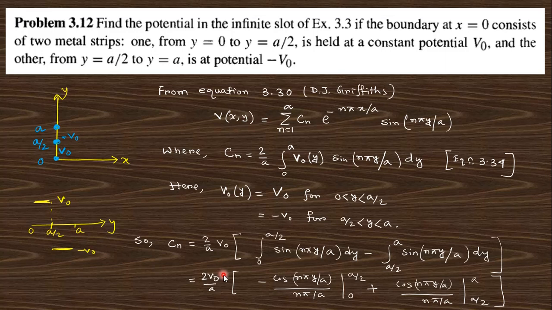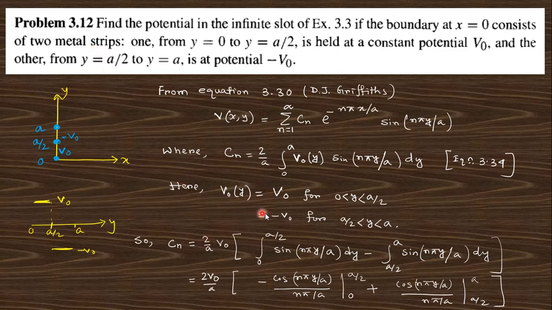Actually this was solved using the Poisson and Laplace equations, mainly the Laplace equation, and after solving they got this relation, the potential at any point for this configuration. The potential is the sum over n equals 1 to infinity of Cn e to the minus n pi x by a times sin of n pi y by a, where Cn is 2 by a times the integral from 0 to a of V0(y) sin of n pi y by a dy. This is equation 3.34 of this book.